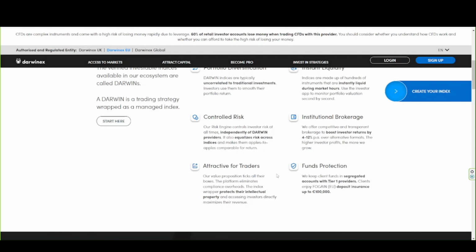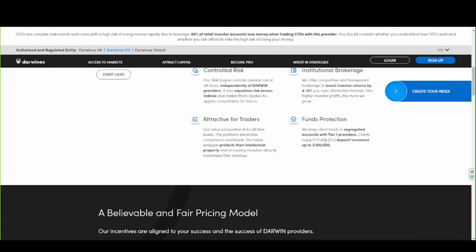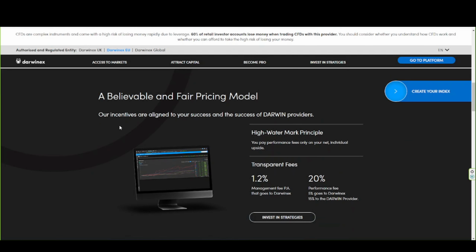You've also got fund protection. Basically, you've got insurance up to $100,000 when you are an investor. As long as you are below that, let's say you only put $80,000 in, you'll get your $80,000 back because of this insurance. Think of DarwineX a little bit like a hedge fund. You pay a 1.2% management fee per annum that goes to DarwineX. Let's say you are an investor and you put 100,000 into a Darwin. You're going to pay 1.2% upfront, regardless of whether it goes up, down, or breaks even. In this case, 1.2% of 100,000 would be $1,200.